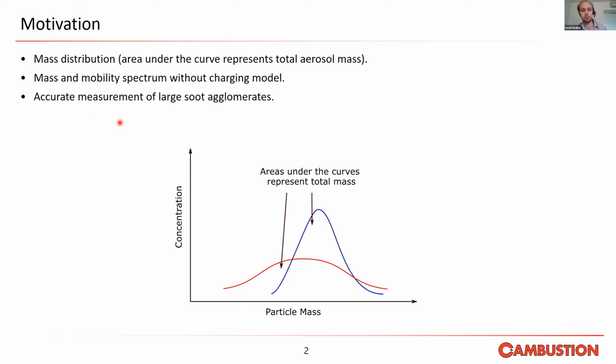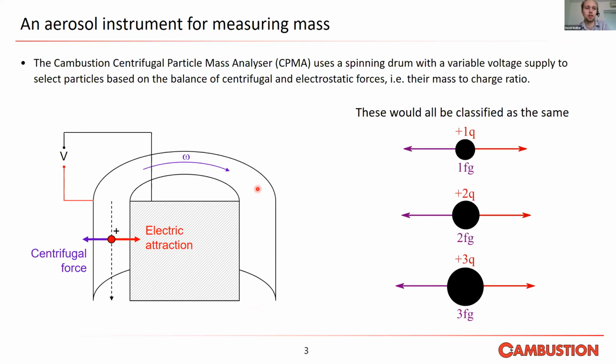And at the same time as doing that, I'll also show you how you can measure the mobility spectrum. So the place to start is with an aerosol instrument for measuring aerosol mass, such as the Cambustion CPMA. Now, this instrument works on the balance of the centrifugal force, which is related to particle mass, and an electrostatic force, which depends on how much charge you put on the particle. So what you're getting there, these particles on the right screen, because they have the same mass to charge ratio, would all be classified the same by this analyzer.